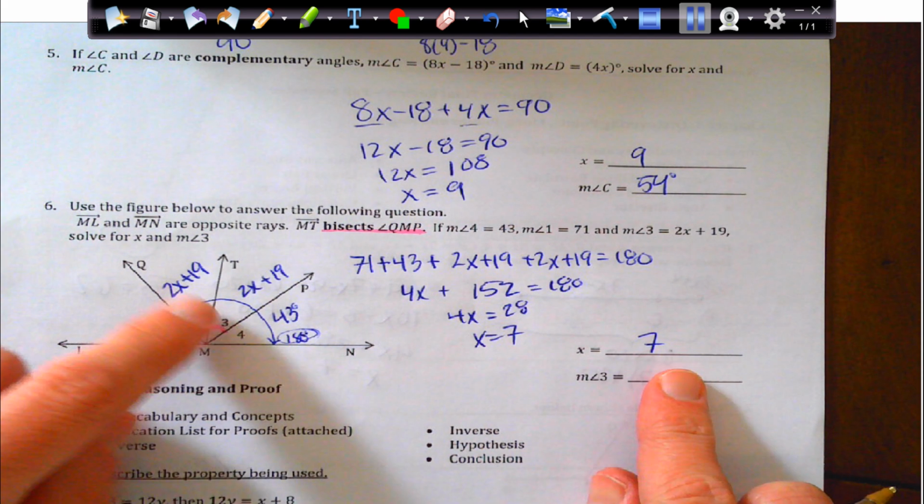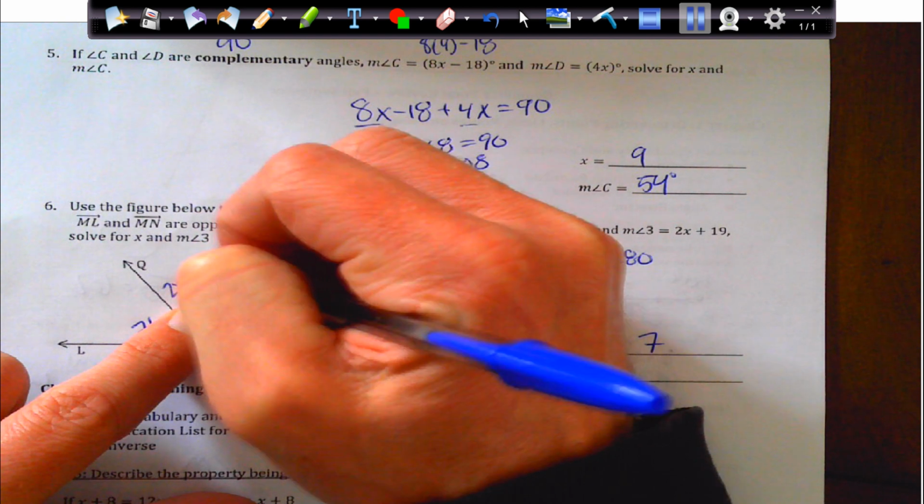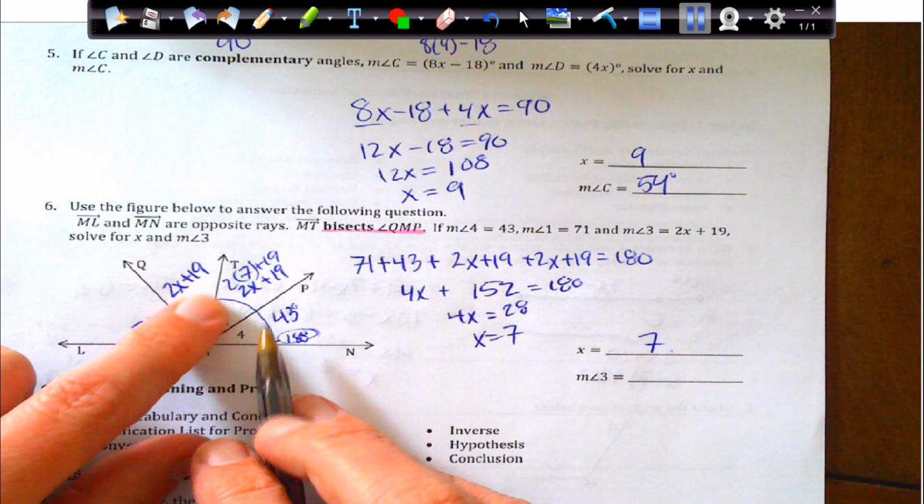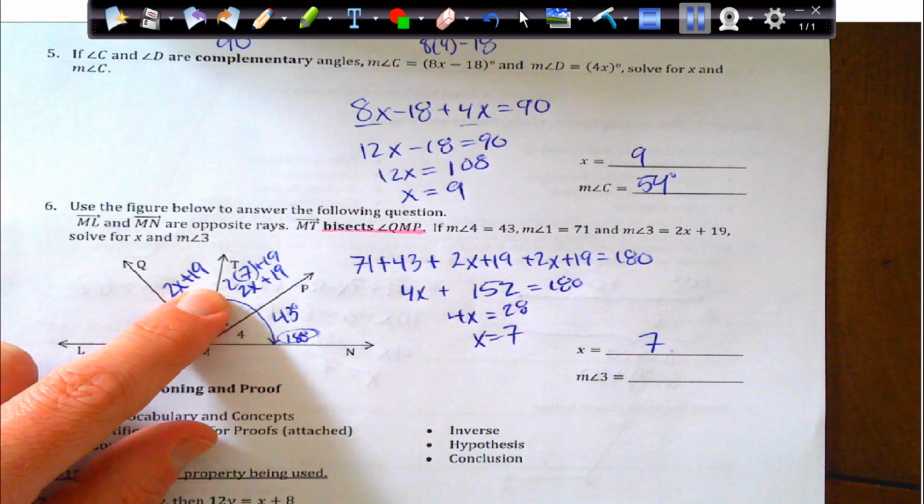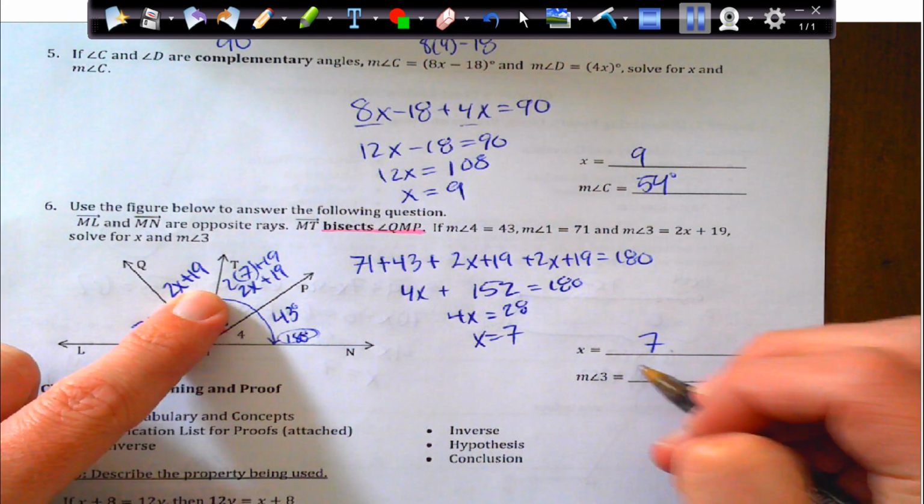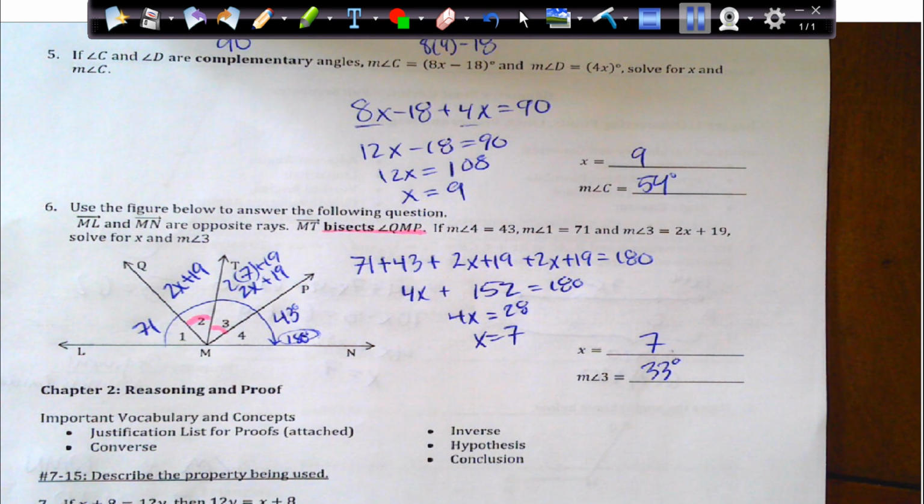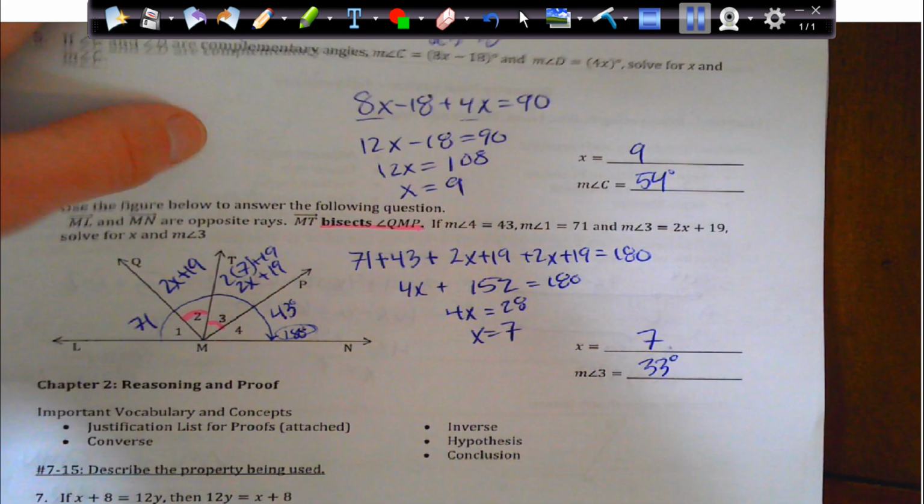Angle 3, we plug it back in. 2 times 7 plus 19. 2 times 7 is 14. 14 plus 19 is going to give me 33 degrees. Okay? All right, chapter 2.